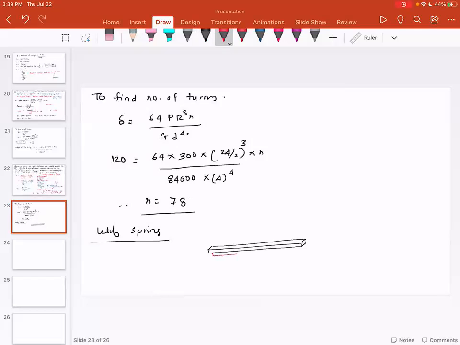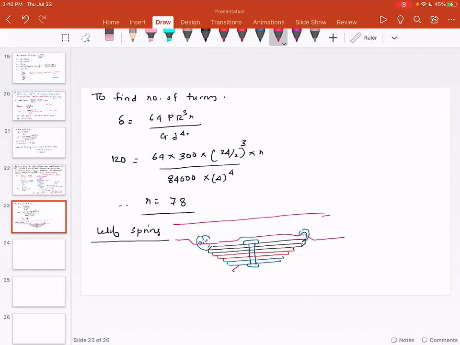Metallic plates are stacked on top and bottom. But if you look at the way these plates are, the length of these plates decreases as you go down. To hold these plates together, you have a central bolt. And then here, there is something called an eye. This eye is attached to the chassis, and this bottom part is attached to the axle.